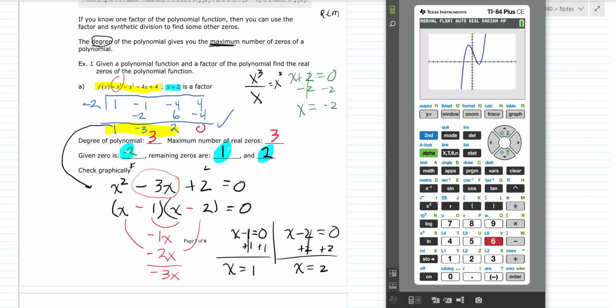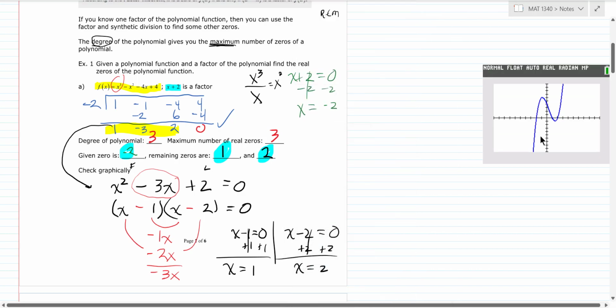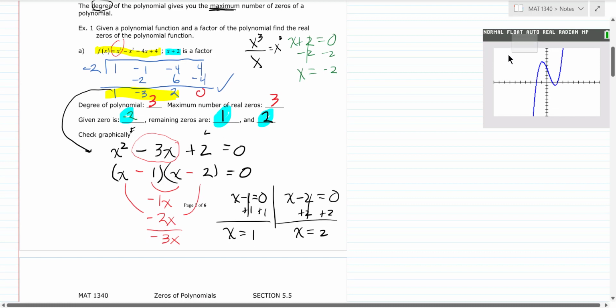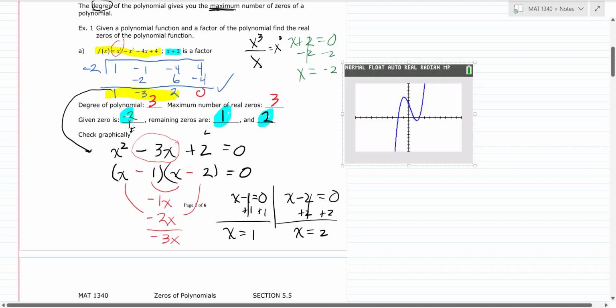So it's got the kind of end behavior we would expect. And what I want you to notice is that since we got 3 real zeros, these are matching up perfectly with what we got. We have a given zero at negative 2. So right there you can see we have an x-intercept of negative 2. We have another zero at 1, that would be that one right there. And we have another zero at 2.